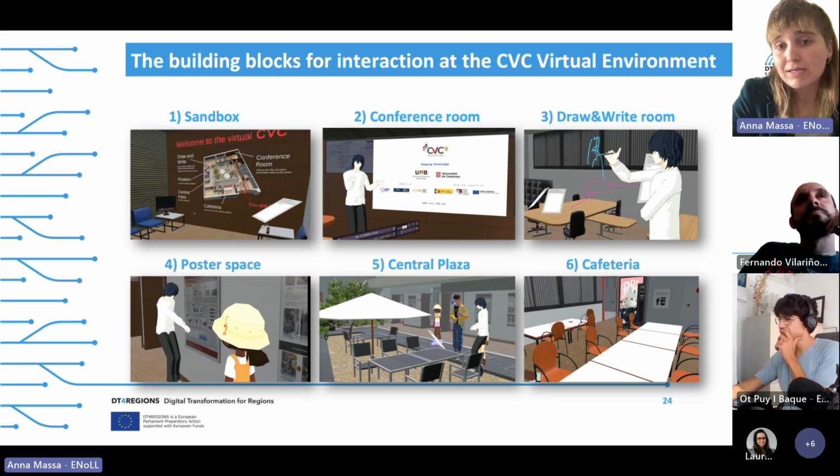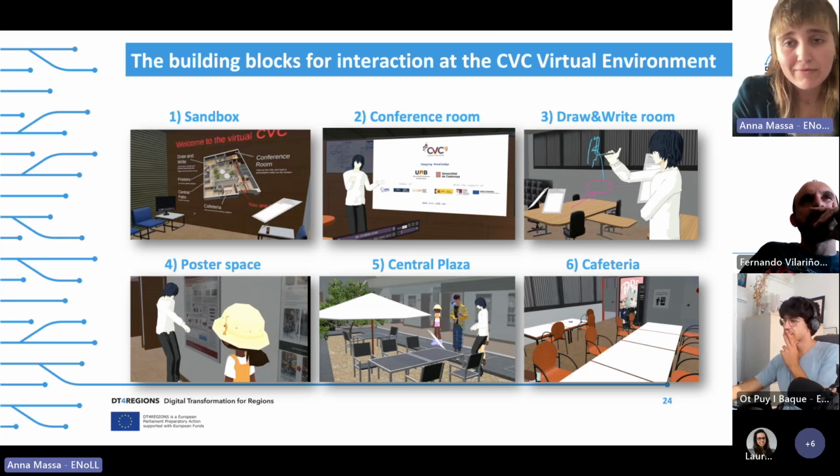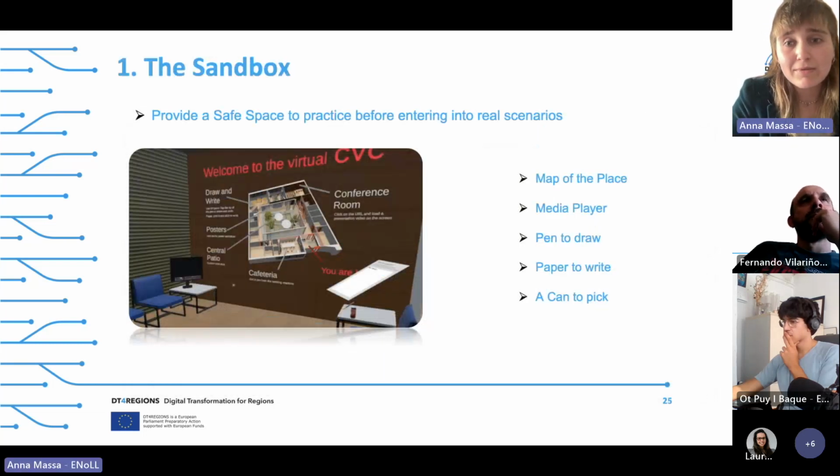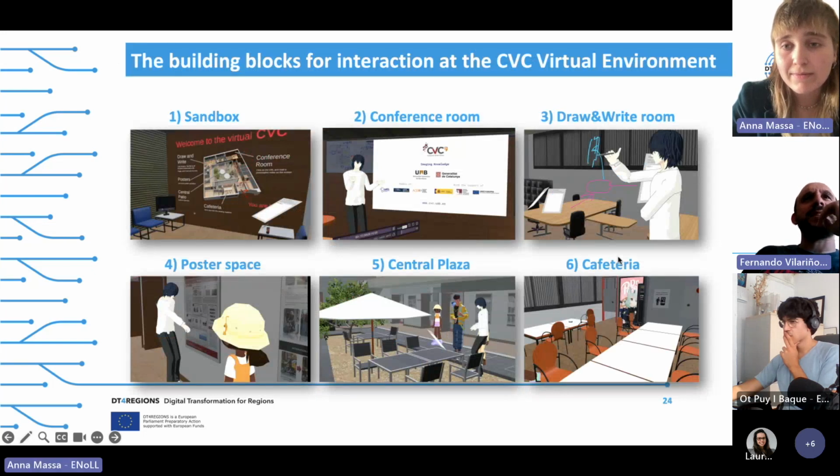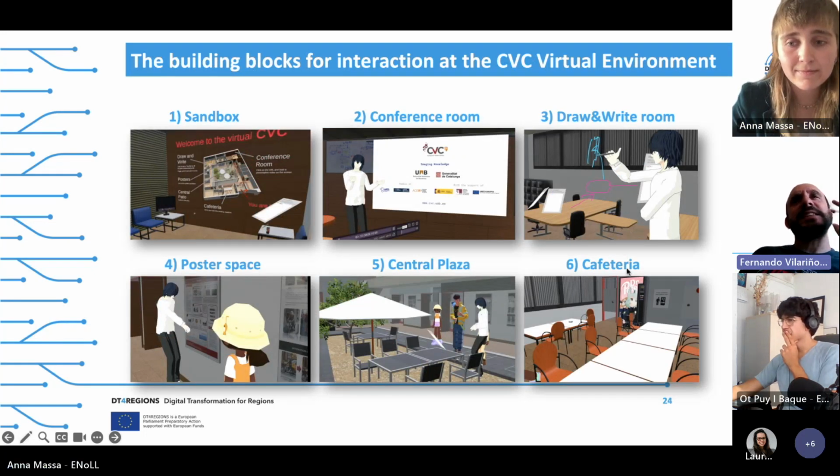In the conference room, as I mentioned, this is for one linear conversation, and I'll be further explaining that in the next slides. Then the draw and write room, the poster space, the central plaza, and the cafeteria. So the sandbox has five features, including the map of the place. Can we go back one second? I understand that these are the six interaction spaces that we have identified.